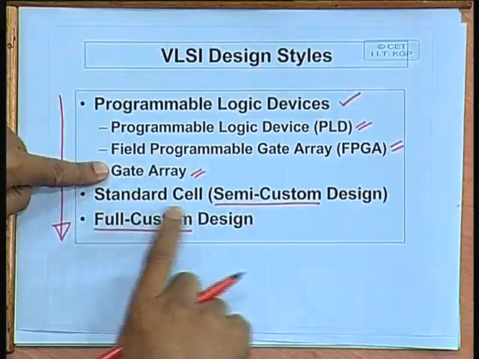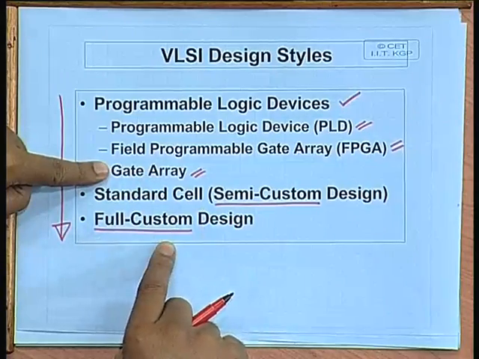PLD and FPGA, these are some devices which you can buy from the market, and using a programmer in your laboratory you can map a design onto it. So, it can be done by yourself, but in contrast for gate array you will have to go back to the chip manufacturer, tell them your specification, they will give you back the finished product, but that is not as complex as compared to standard cell or full custom designs.